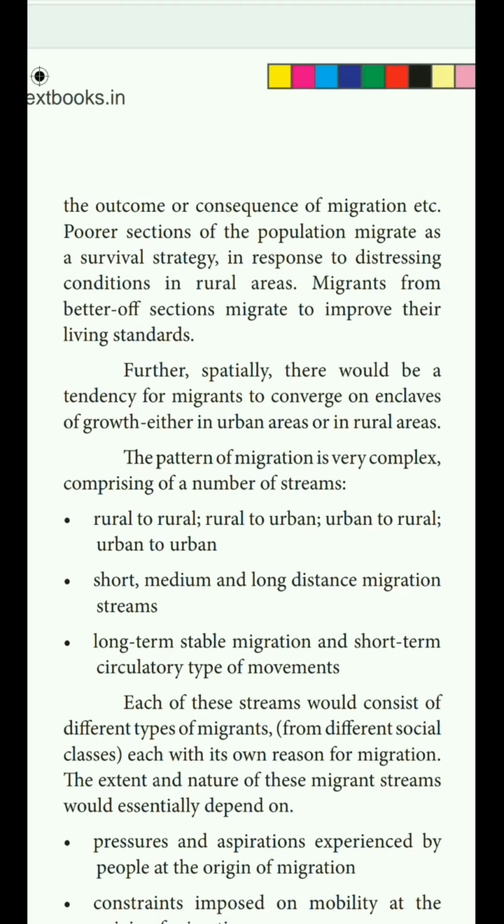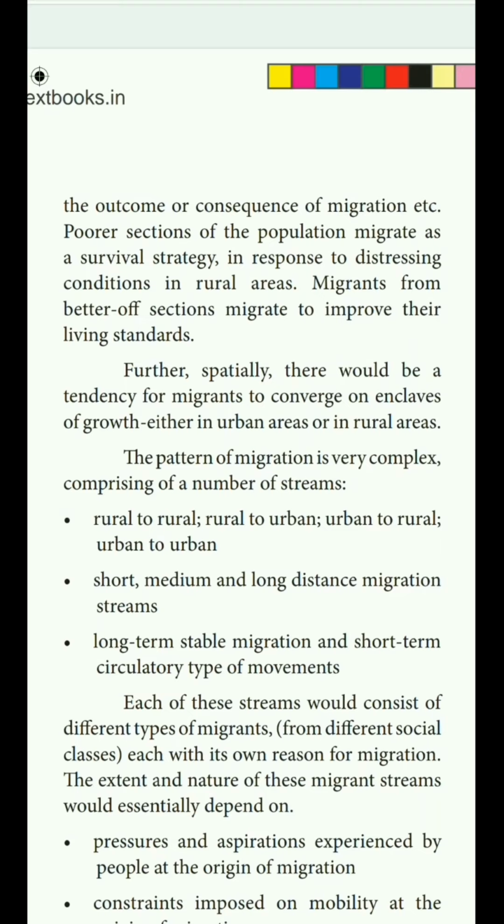Then next, there are two types of movement. Long-term stable migration, that means 1 year or 2 year, 3 year, they will be permanent in one place, and short-term circulatory type of movement. Circulatory type means for a few months they will be in one place, and another few months they will be in another place, like that. These movements will happen. Each of the streams would consist of different types of migrants from different social classes, each with its own reason for migration.